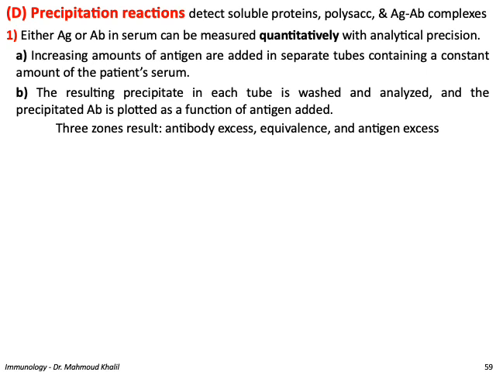Precipitation reactions. It is used to detect soluble proteins, polysaccharides, and antigen-antibody complexes. Either antigen or antibody in serum can be measured quantitatively with analytical precision. Increasing amounts of antigen are added in separate tubes containing a constant amount of patient serum. The resulting precipitate in each tube with the increasing concentration of the antigen is washed and analyzed, and the precipitated antibody is plotted as a function of antigen added. So three zones result: antibody excess, equivalence, and antigen excess.